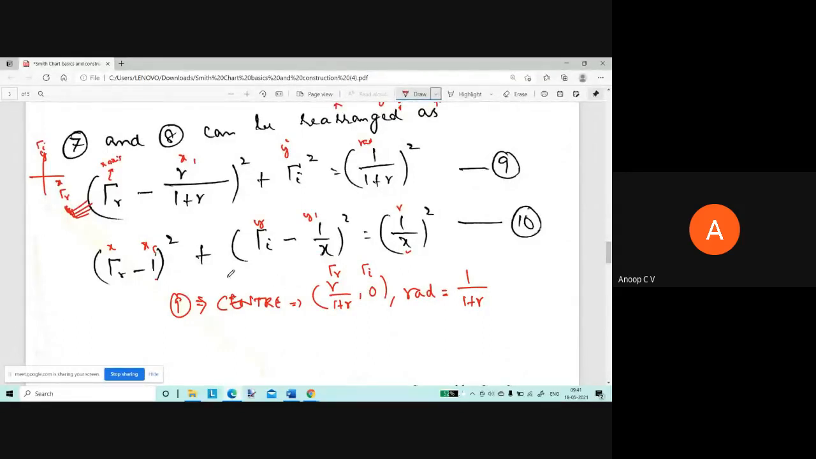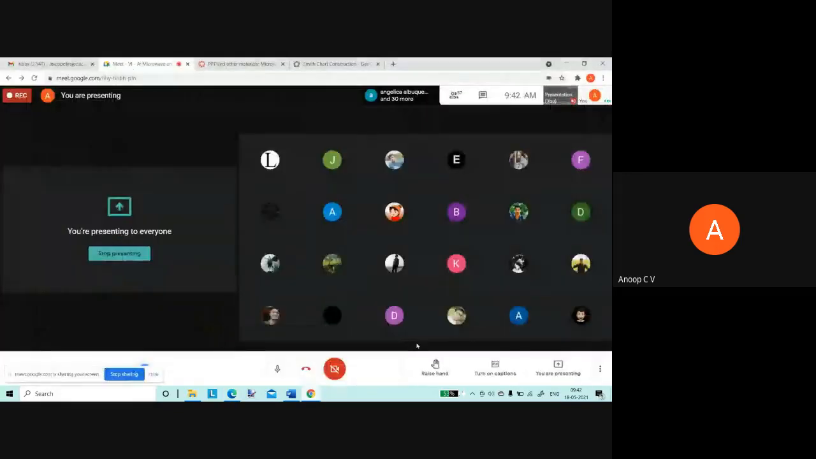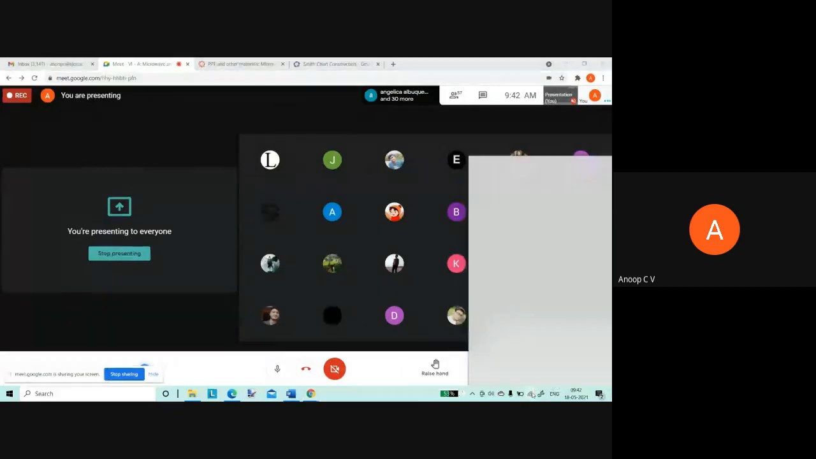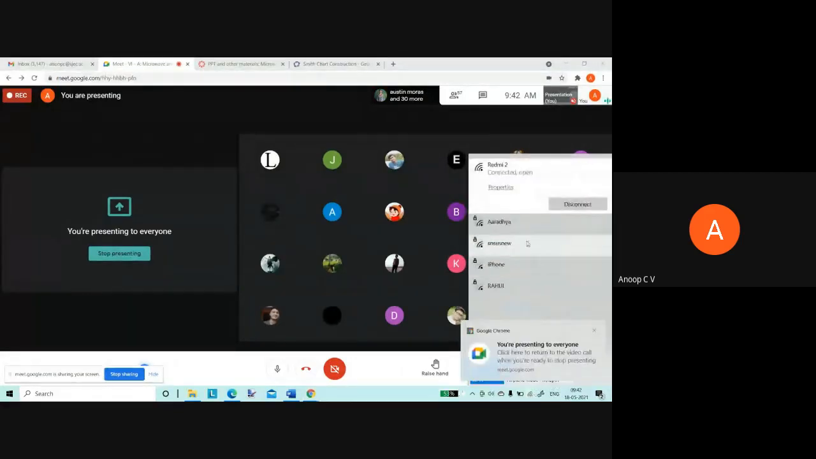So equation number 9 is called the constant R circle, and equation number 10 is the constant X circle, or constant reactance circle. Constant resistance and constant reactance circle. We have to see what happens when R changes. Of course, when R changes, the center of the circle will change and the radius also will change. And similarly, when X changes, the center of the circle will change and the radius also will change. So we'll see that. For that, I'll be using a GeoGebra simulation. Give me a moment. I'll just switch over to my Wi-Fi connection.